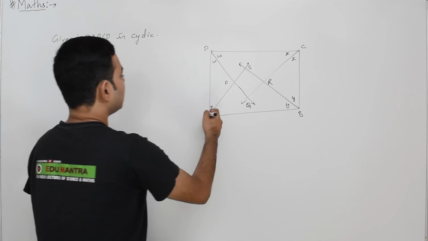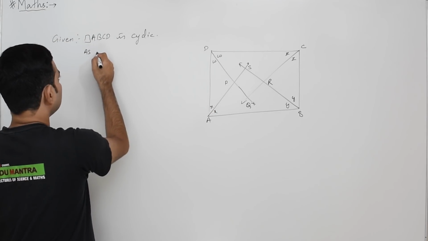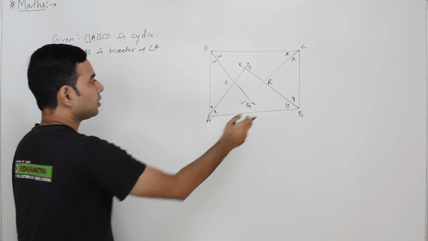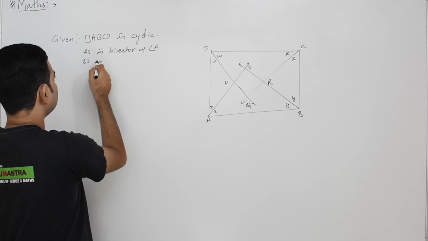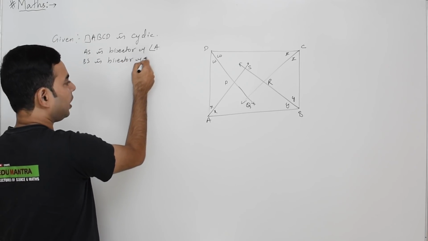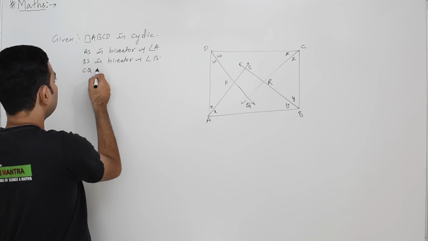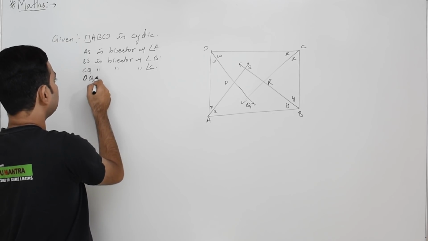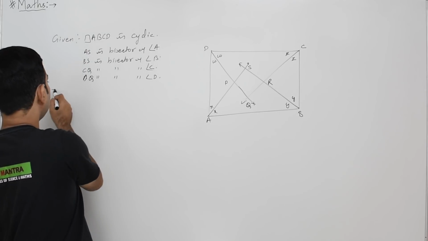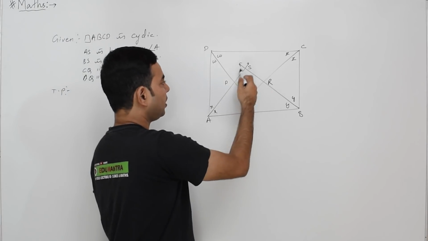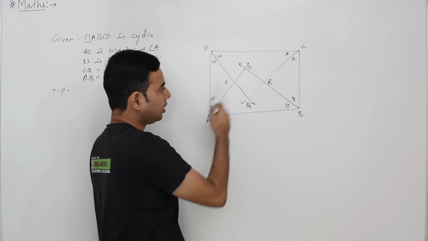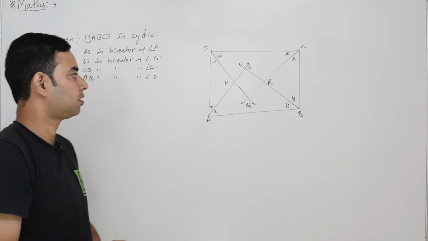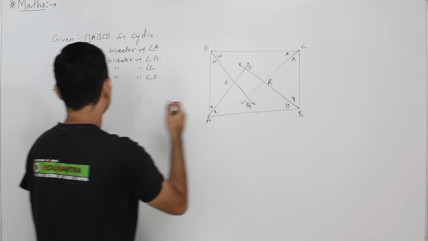It means that AS is the bisector of angle A. BS is a bisector of angle B. Similarly, CQ is the bisector of angle C, and DQ is the bisector of angle D. Then you have to prove that the quadrilateral formed by these angle bisectors of this cyclic quadrilateral, it means that PQRS is a quadrilateral formed by angle bisectors of a cyclic quadrilateral, is cyclic. It means that quadrilateral PQRS is cyclic.